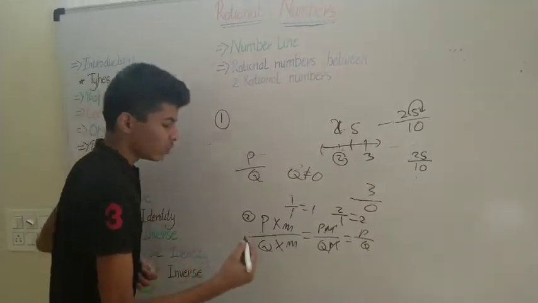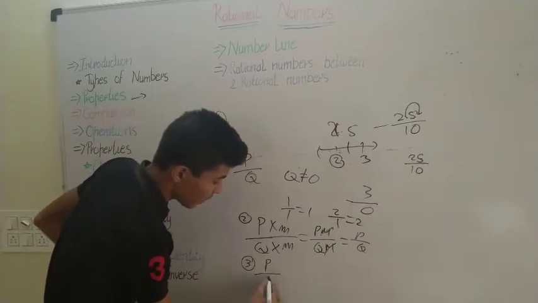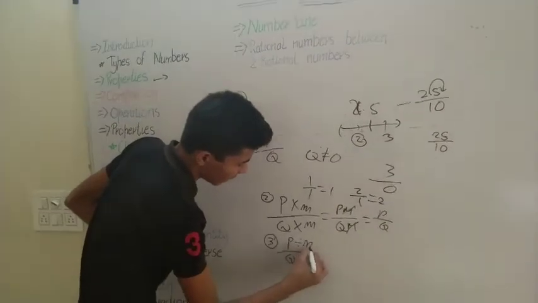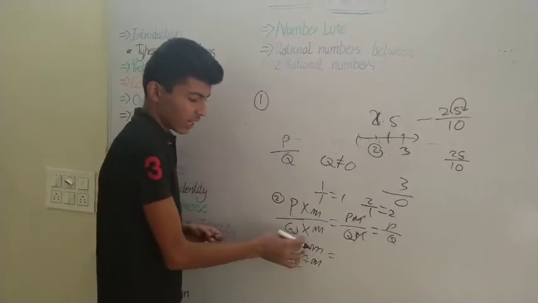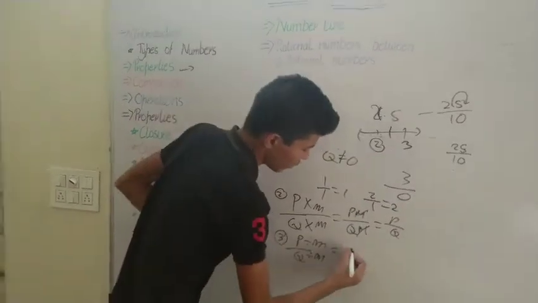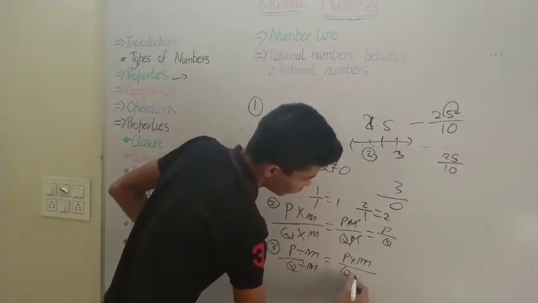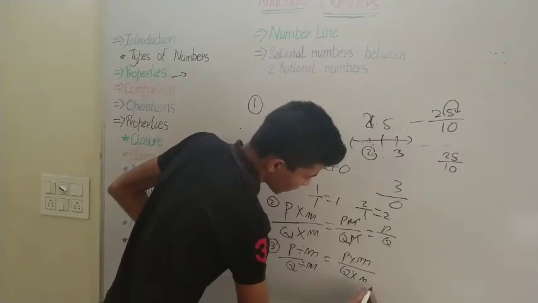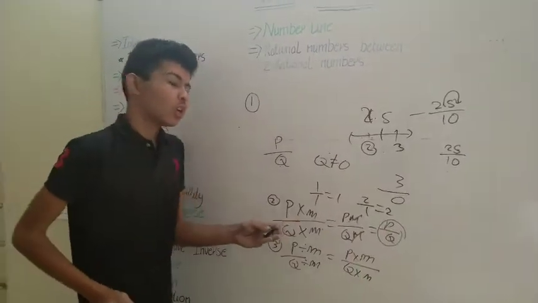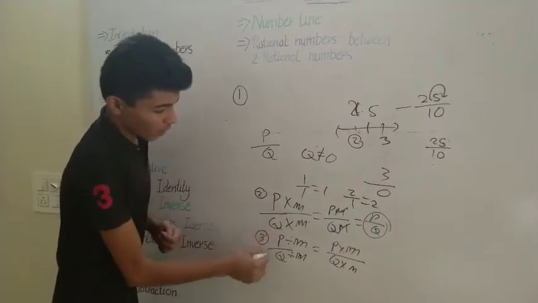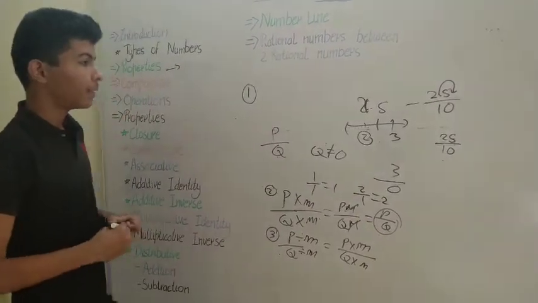In the same way, we take the third case as p by q both divided by m. If we reverse this or take the reciprocal, it would become multiplication. So p multiplied by m is equal to q multiplied by m. Now from this we can simplify the equation. Here we also get p by q. So these two are equal to p divided by q. So we have completed the properties.